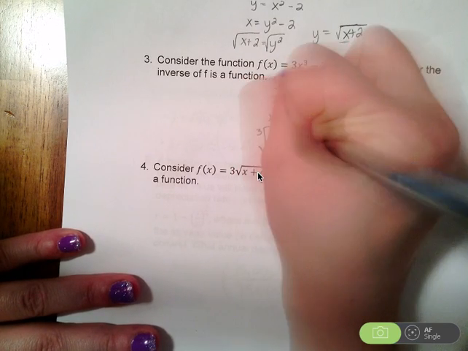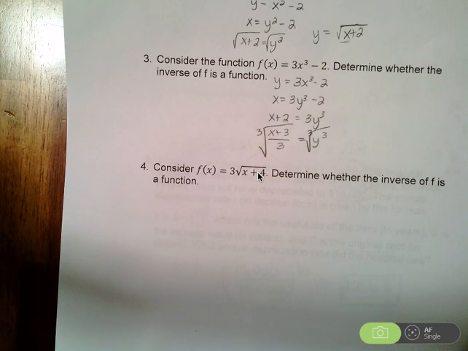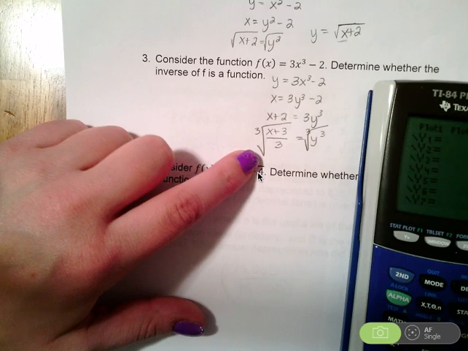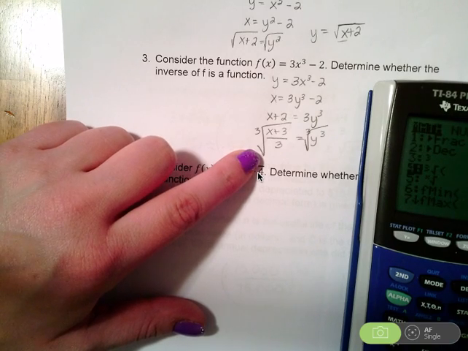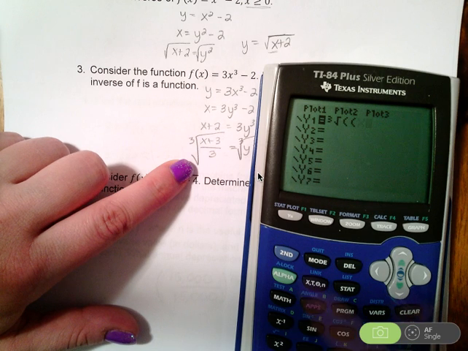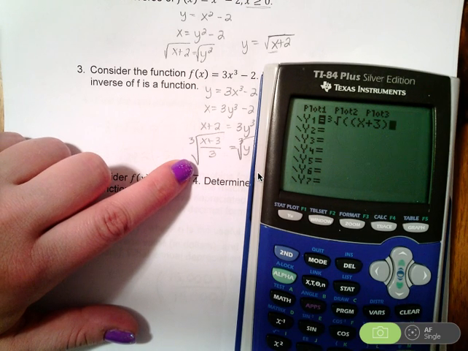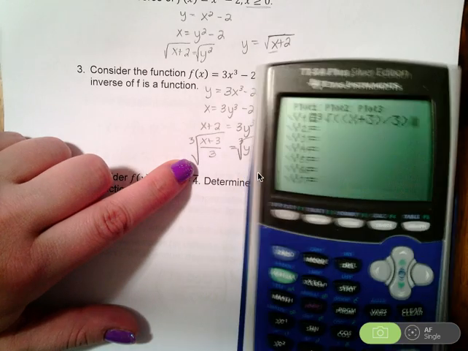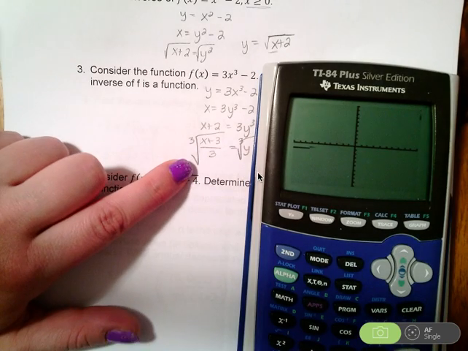And then what I would do at this point is plug that into the graphing calculator. So I'd clear out these things, and I'd plug in the cube root of, and then I'm going to put the numerator in parentheses, divided by 3, and close those parentheses. That's what it should look like. And go to the graph. And then we've got that thing going on there.